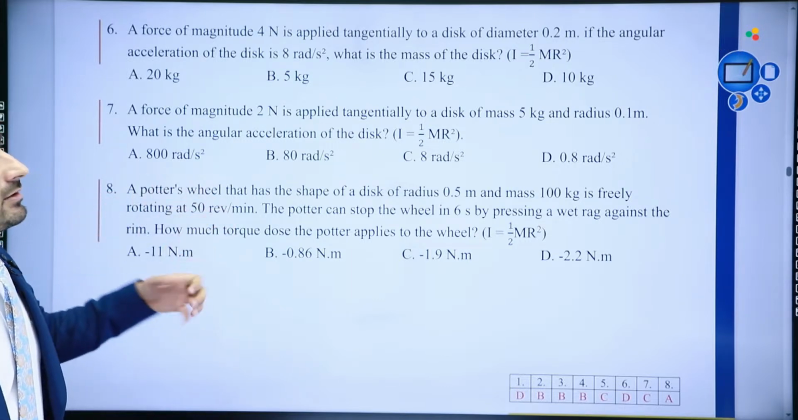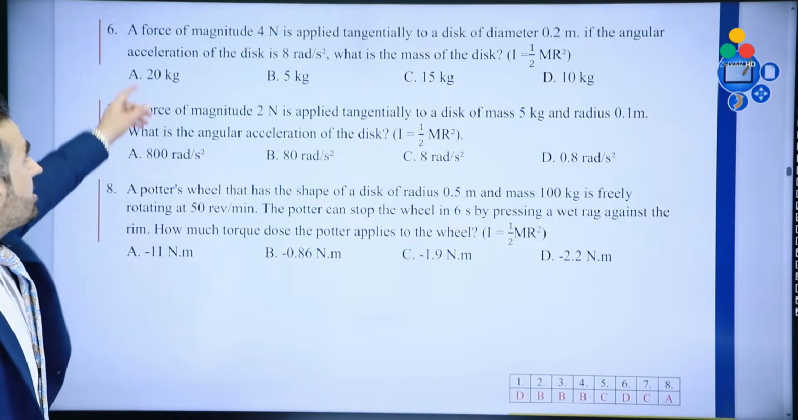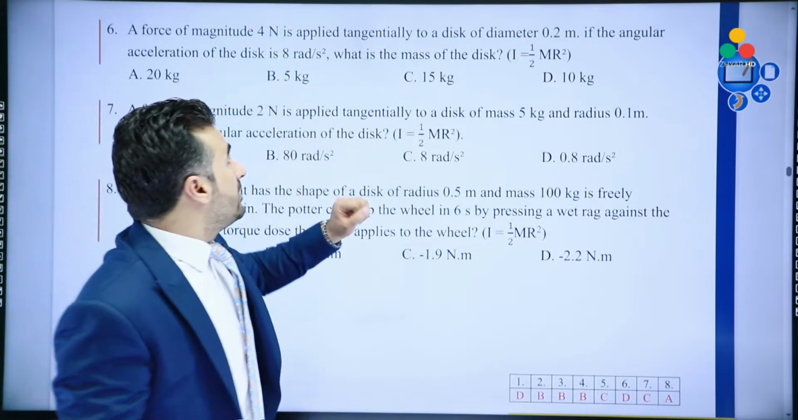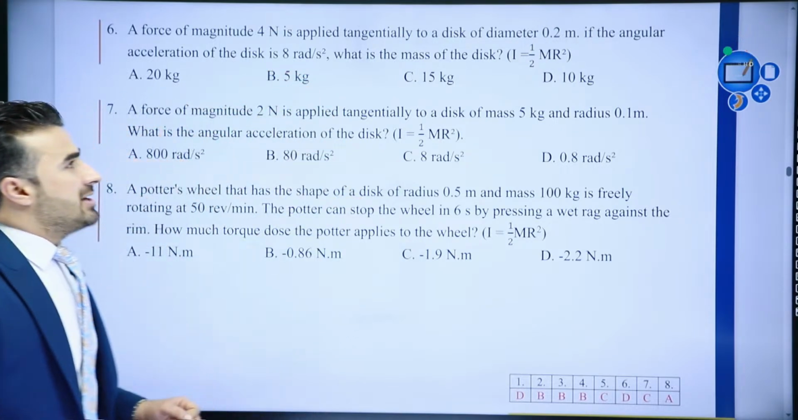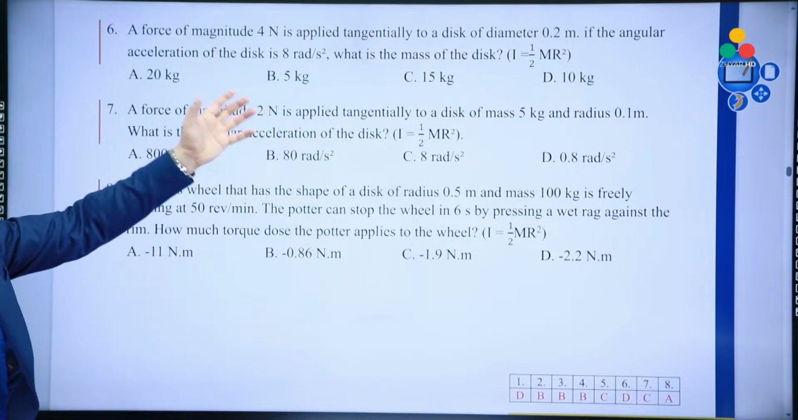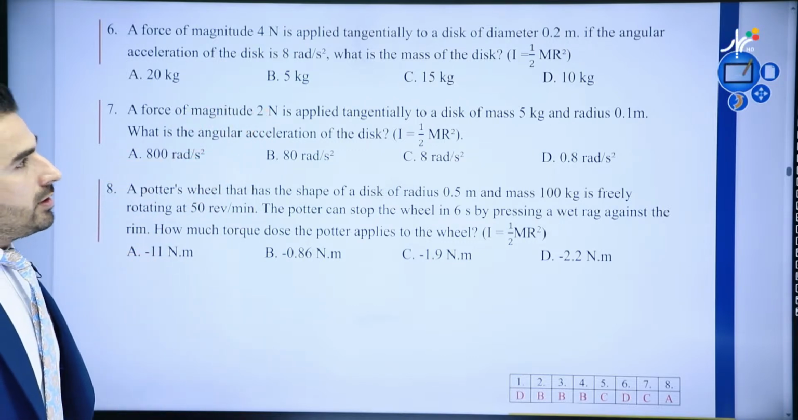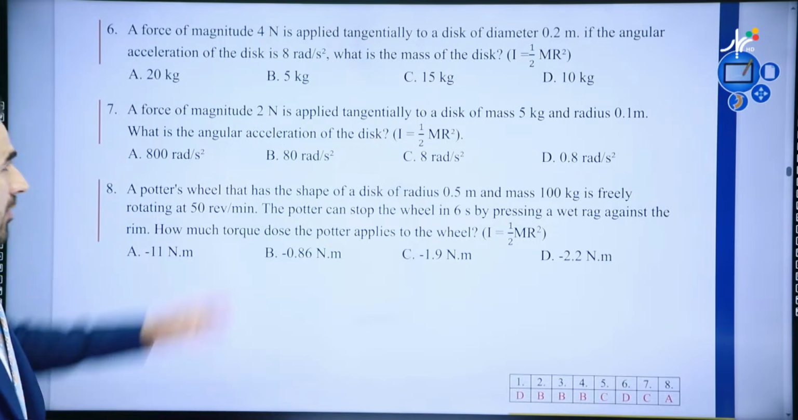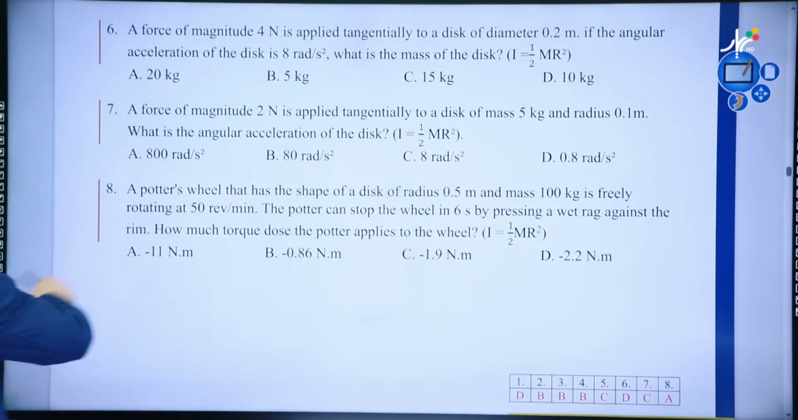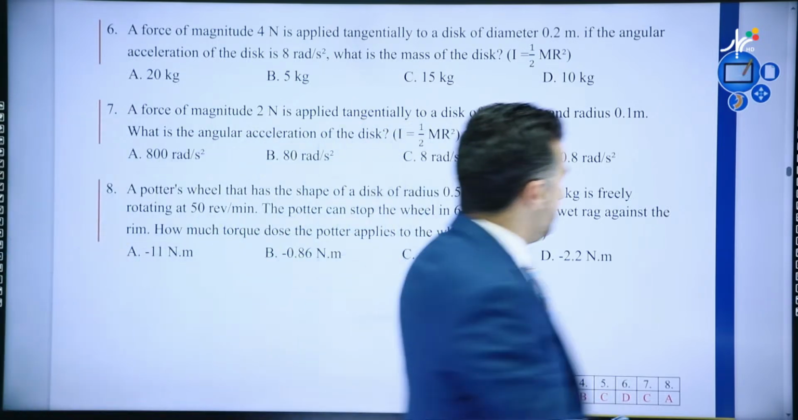All right, now as for question 6, it says a force of magnitude 4 Newtons is applied tangentially to a disk of diameter 0.2. If the angular acceleration of the disk is 8 radians per second squared, what is the mass of the disk? Use this equation: I, moment of inertia, equals 1 over 2 m times radius squared. How about we do this question together? All right, let's do this.